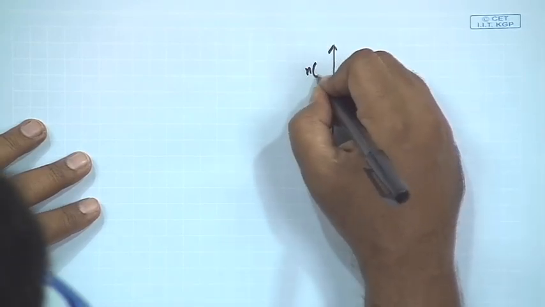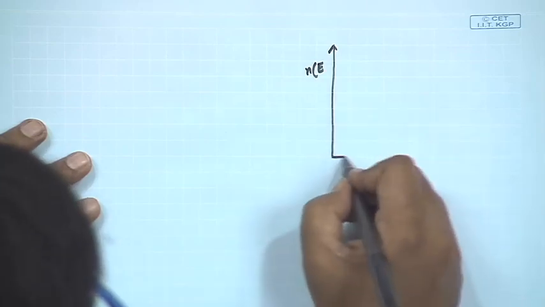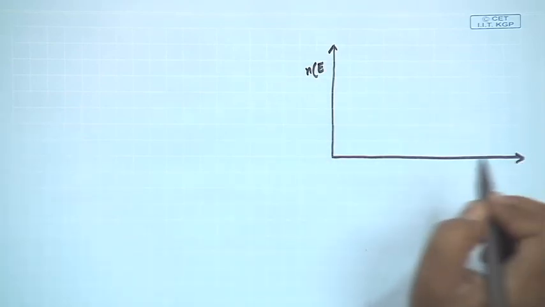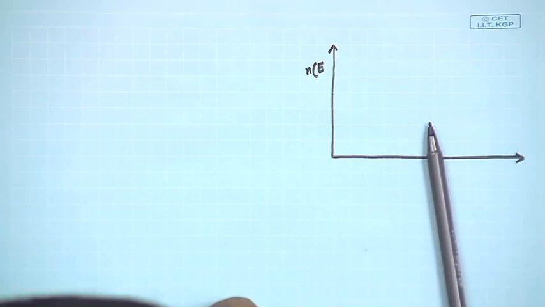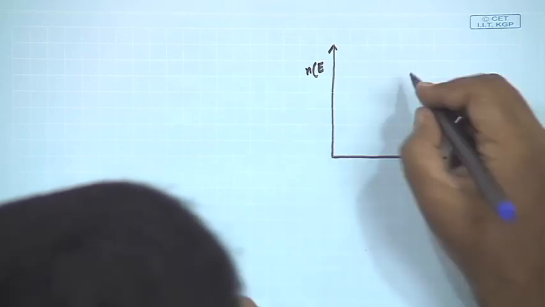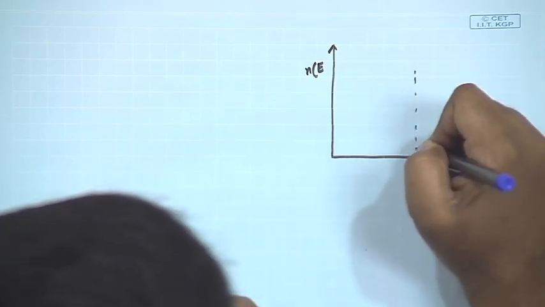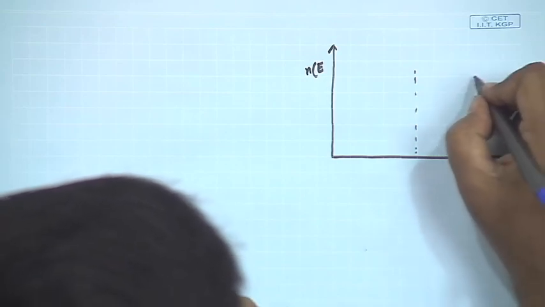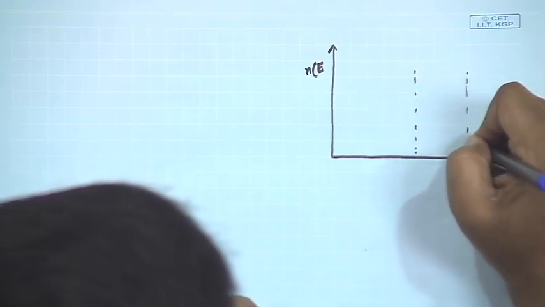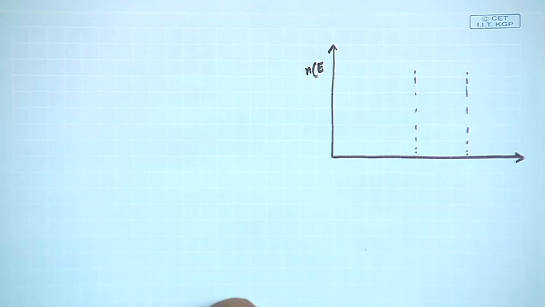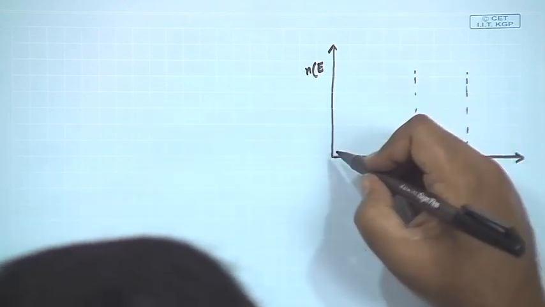So, I will draw it as Ne. This remains my energy axis. Let me draw the Fermi level over here, and then I will draw one more level. Okay. So, what happens?